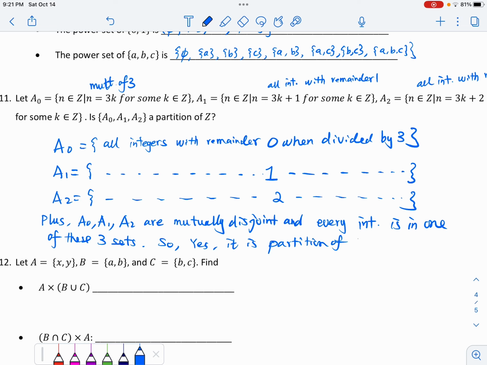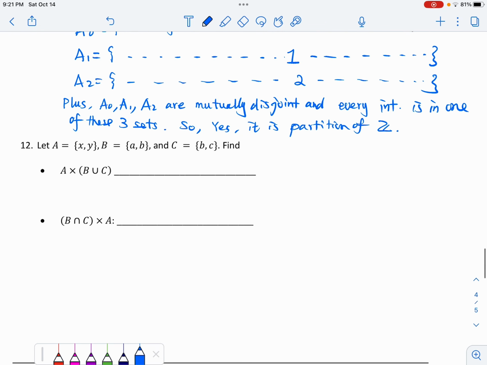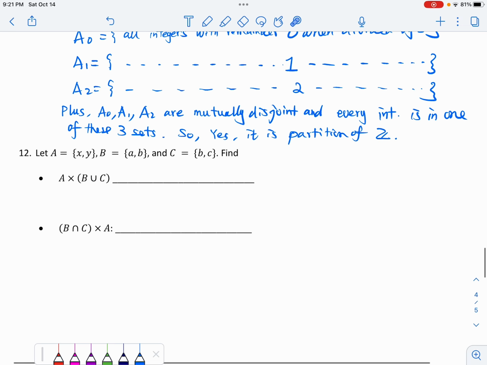Okay. All right, now let's close this section by doing one more problem. This example shows you a combination of the Cartesian product and the union, the set operation here. So it's kind of a good exercise.